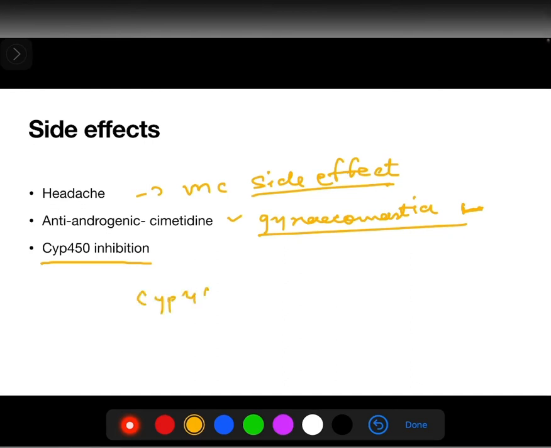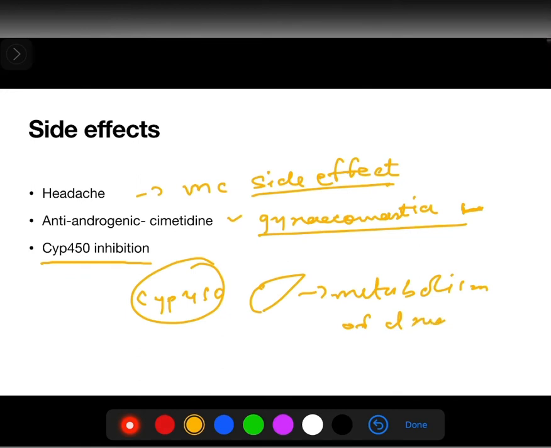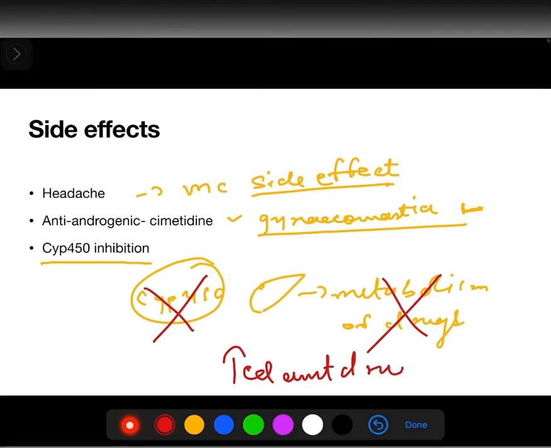Now, the cytochrome P450 in the liver causes metabolism of various drugs. Now, imagine that if this is blocked, that means there will be no metabolism of the drugs and there will be increased amount of drug. Okay, and this will lead to drug toxicity. So when we give patients this drug, we should keep this in mind.